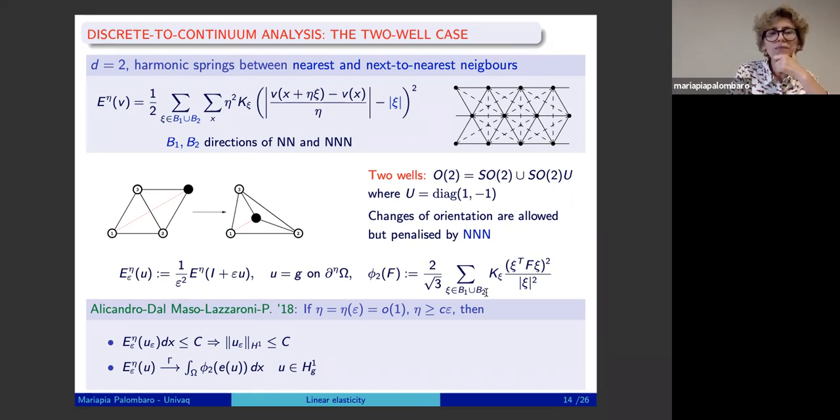Okay, so this is the first case that we studied of a discrete energy with two wells. And what we learned from this simple example is that if we want to have compactness, we need to incorporate into the energy the effects of the interactions beyond nearest neighbors. Okay, so long-range interactions.